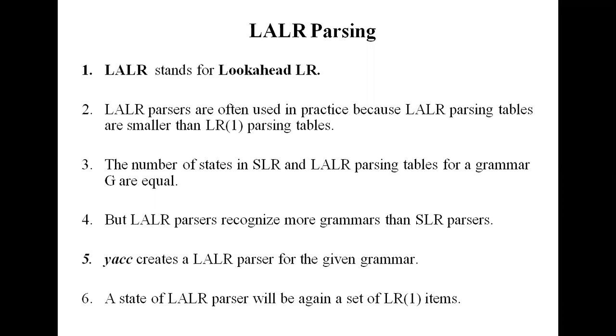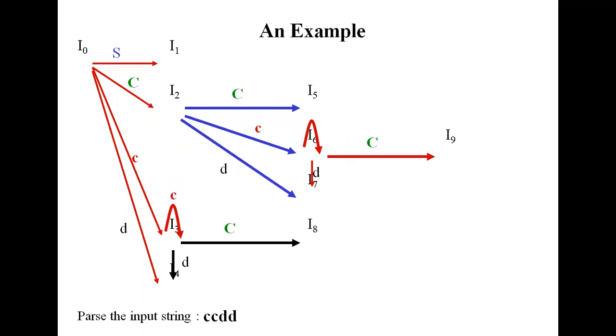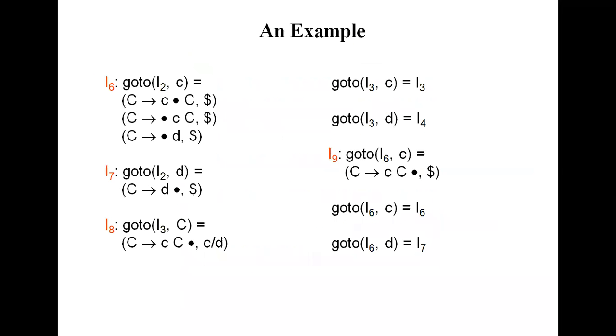See, we have an example like in the previous example. See item number 8 and item number 9. C tends to CC dot, C by D, and C tends to CC dot, comma dollar. The production rule is the same here. What differs? The lookaheads differ, right?